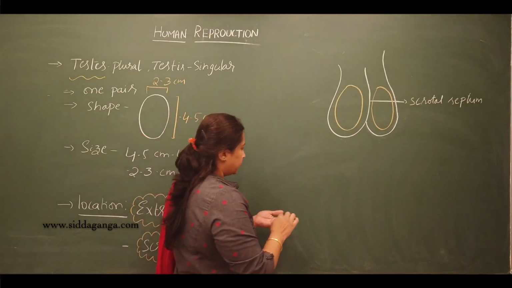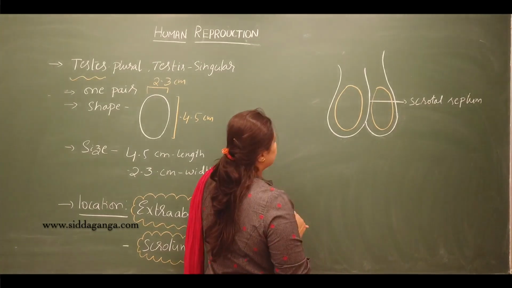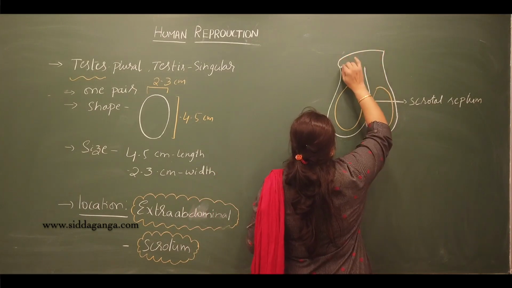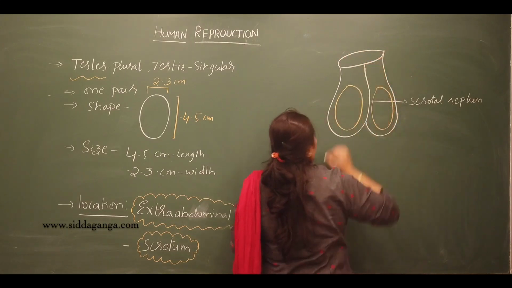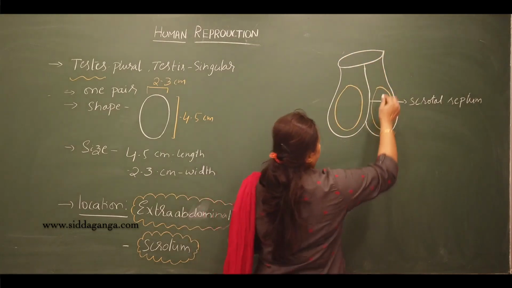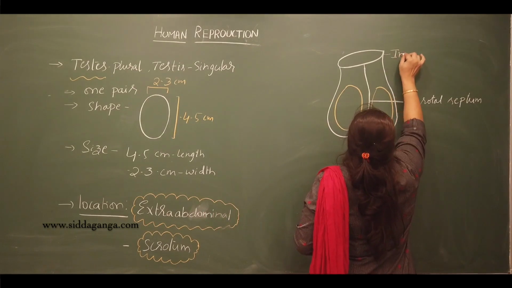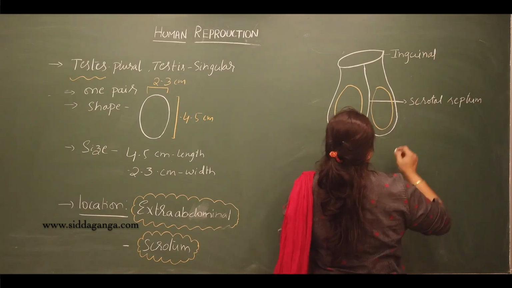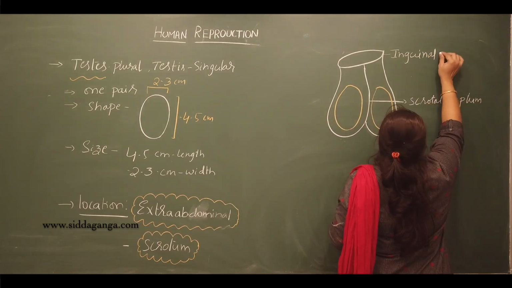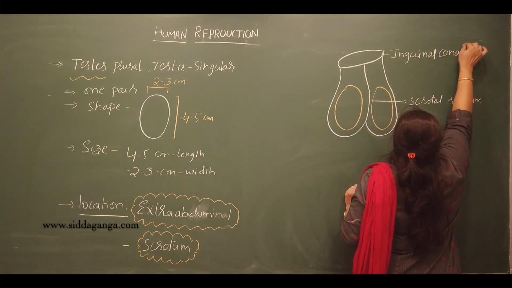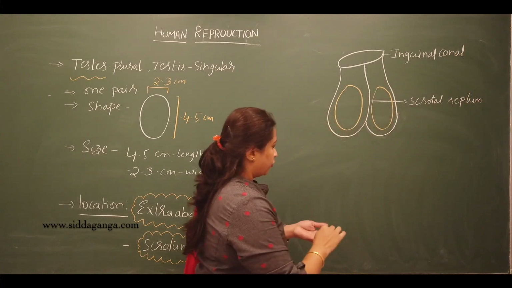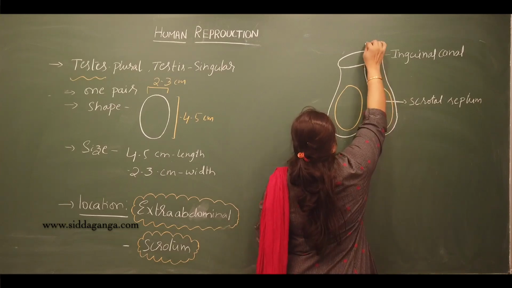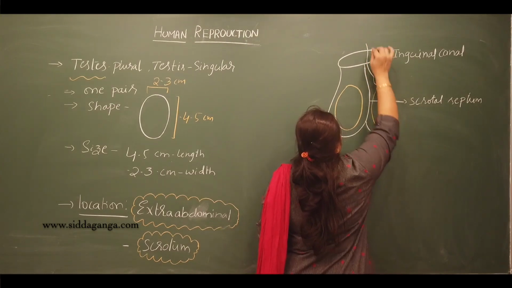Okay, see, this is the scrotum. The scrotum gets connected to the abdomen with the help of a canal called the inguinal canal. The inguinal canal is a channel that connects the scrotum with the abdomen. Passing through the inguinal canal is the spermatic cord.